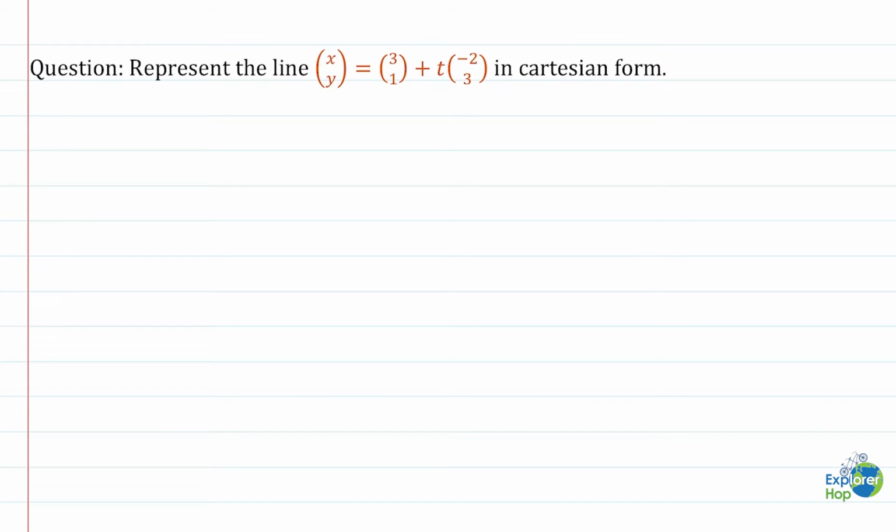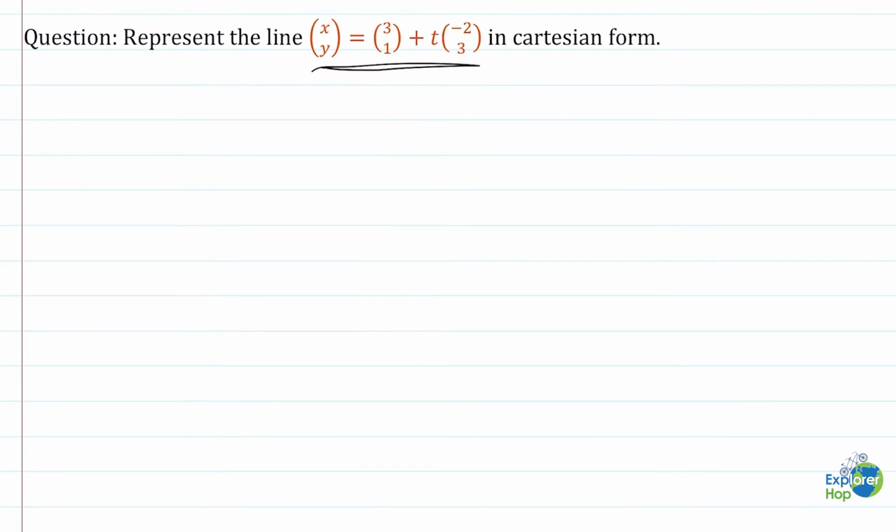In today's worked example, we'll be representing the line that we are given, this line, (x, y) is equal to (3, 1) plus t multiplied by (-2, 3), in Cartesian form. So we'll be converting this equation that we are given in the vector form into the Cartesian form.